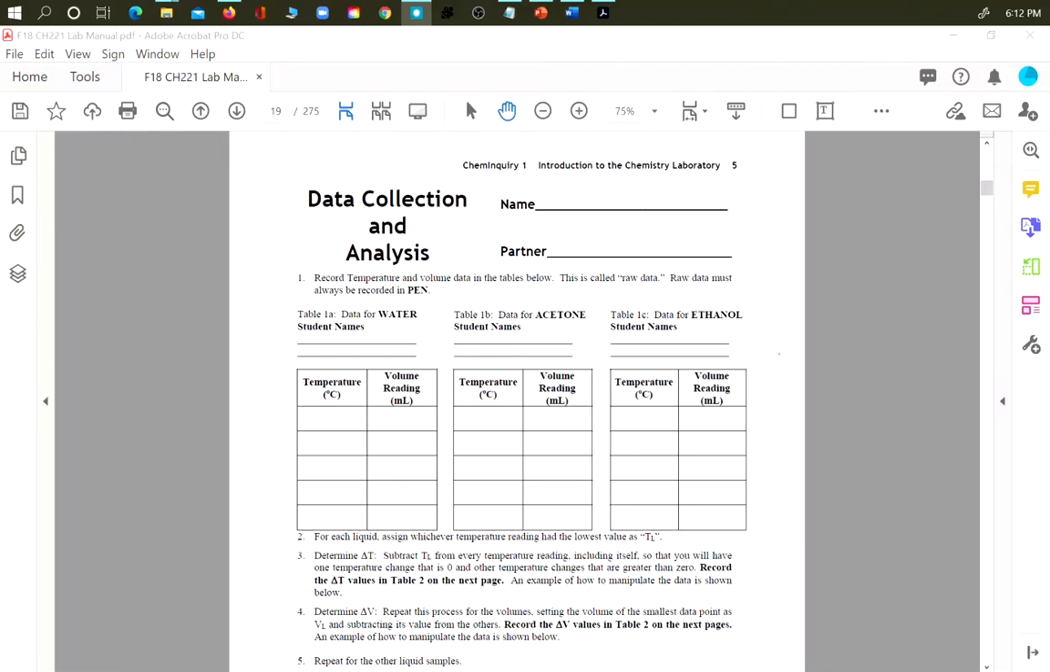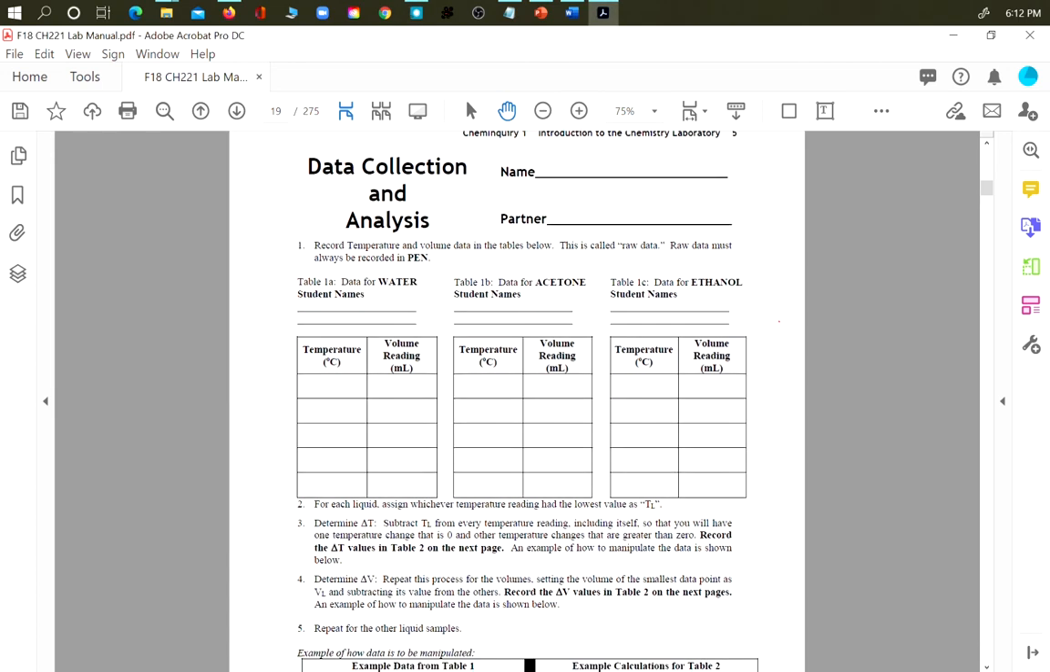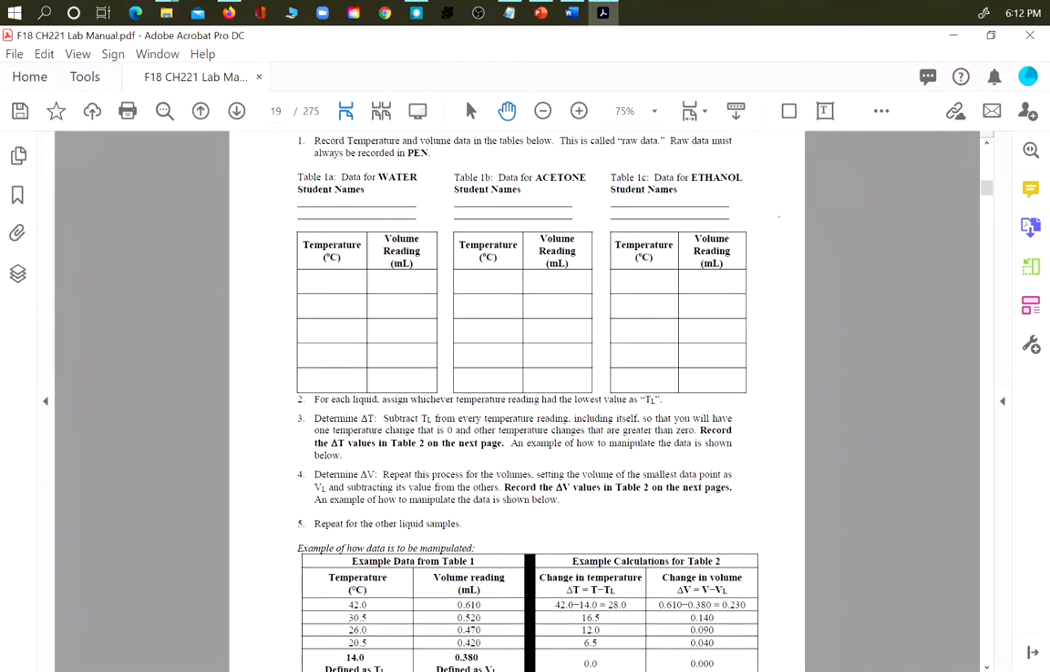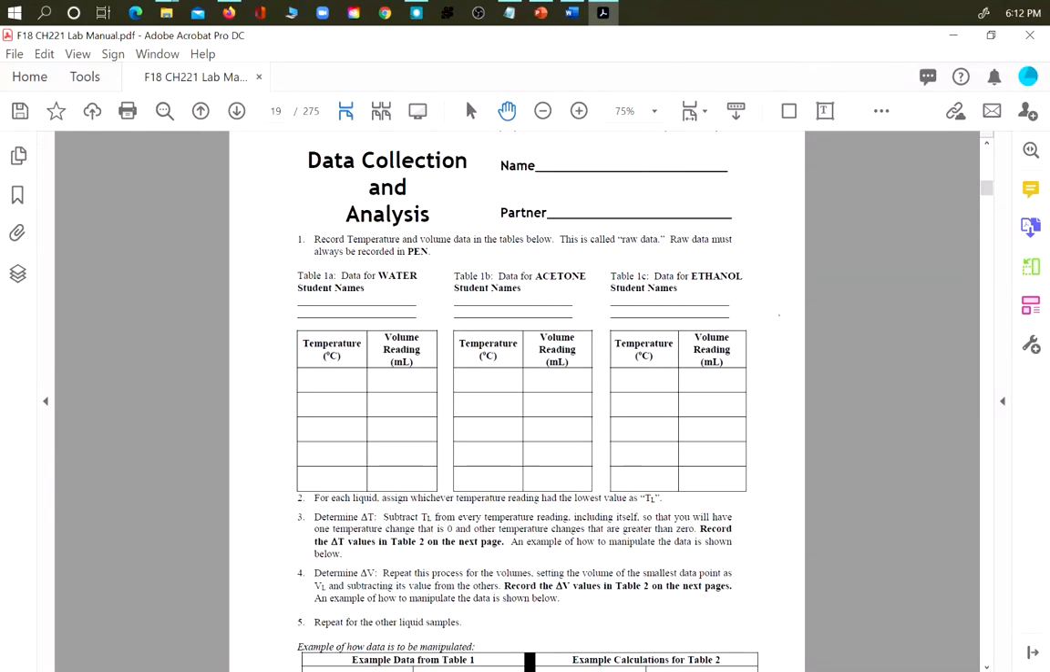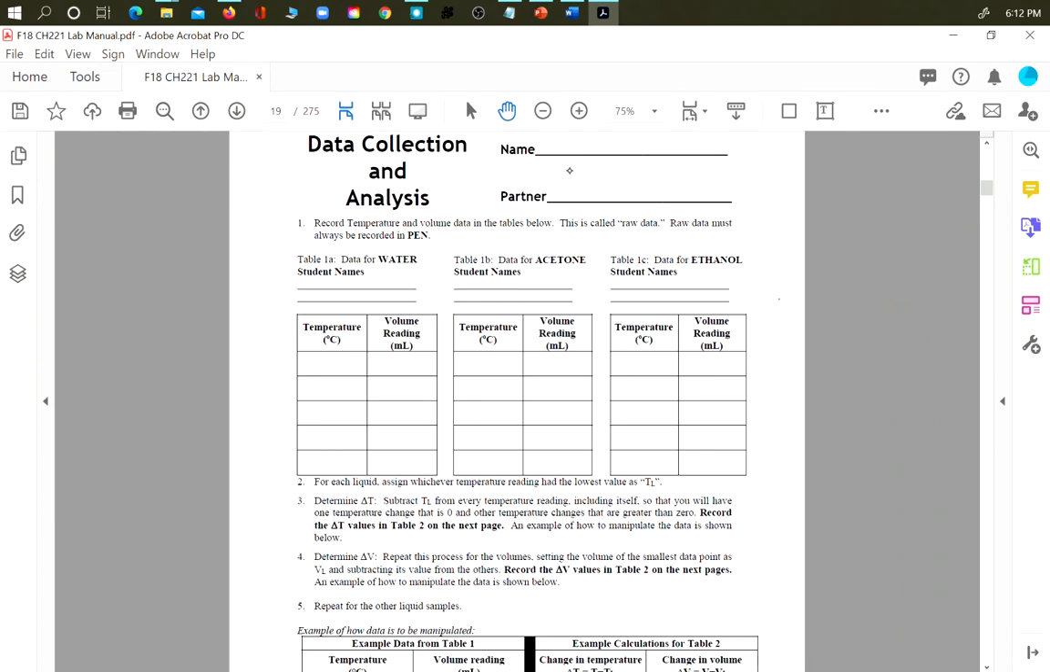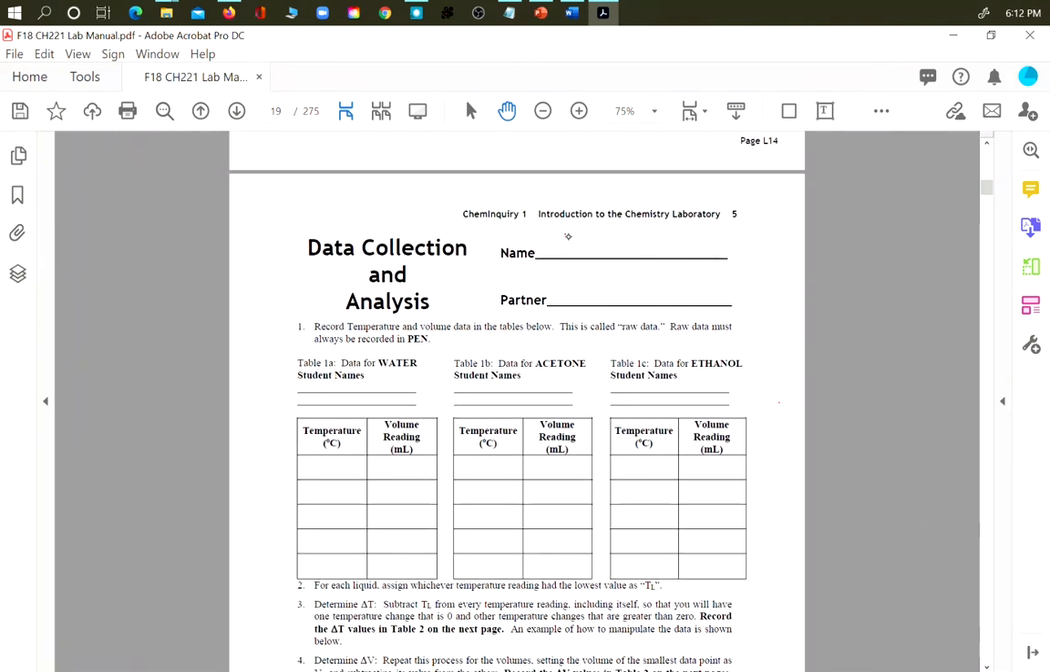Let's take a look at some of the data you'll collect today and how to record that and do some of the data analysis and calculations later in the lab. So you are going to view the video associated with this lab, and from that video you're going to collect raw data. And one thing that you'll see here on the data collection and analysis, make sure you put your name on there. So you'll have to turn that in with your name on it.